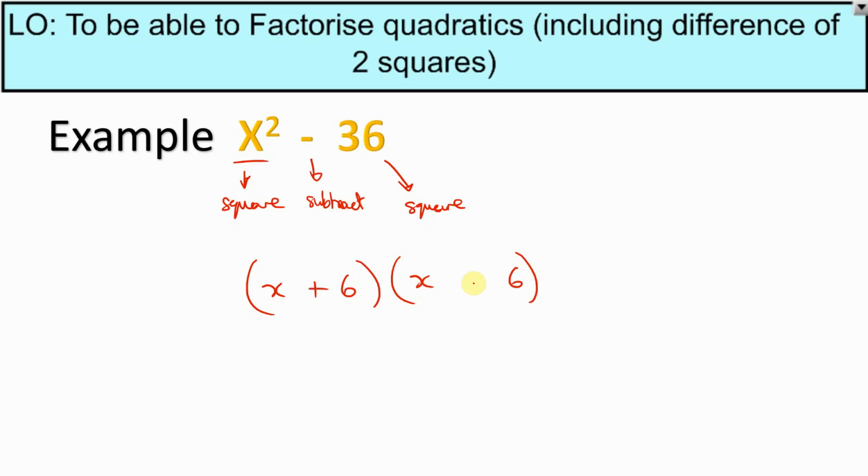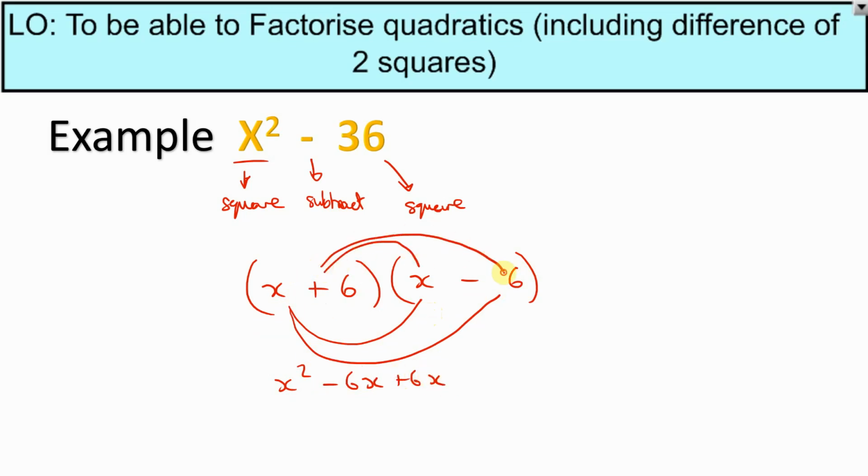And what we need to do is have one positive and one negative. Because when we expand this, if we do x times x, that's x squared. x times minus 6, that's minus 6x. 6 times x, that's 6x. And 6 times minus 6, that's minus 36. Can we see how these cancel out? So minus 6x and plus 6x will cancel out to be 0, and it actually leaves us with our answer. So you just want to square root both of them and have a plus and a minus in your brackets with those 2 things either side.